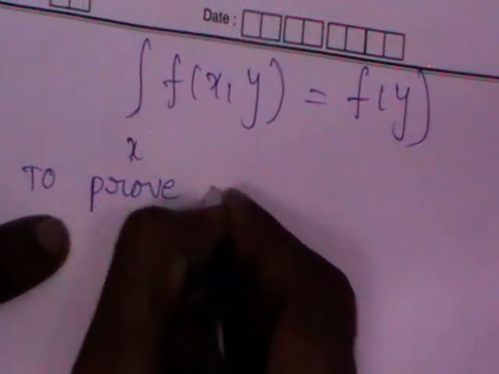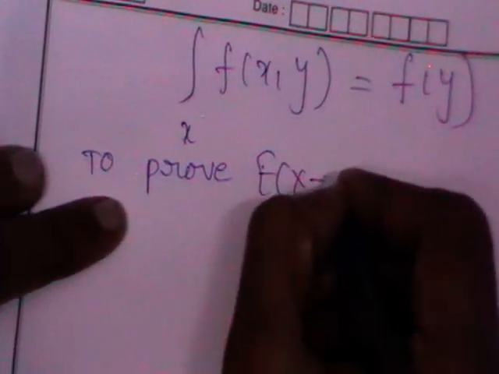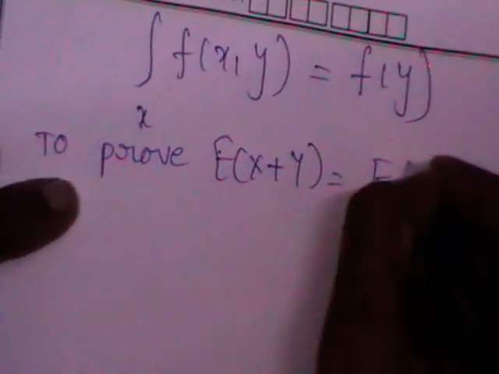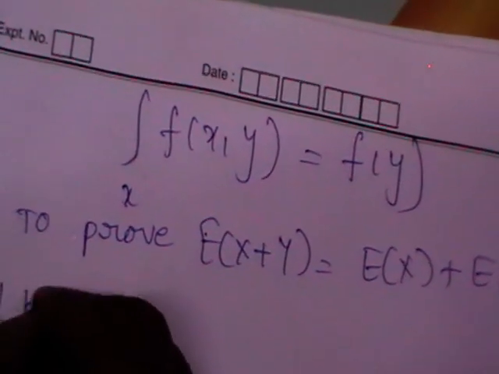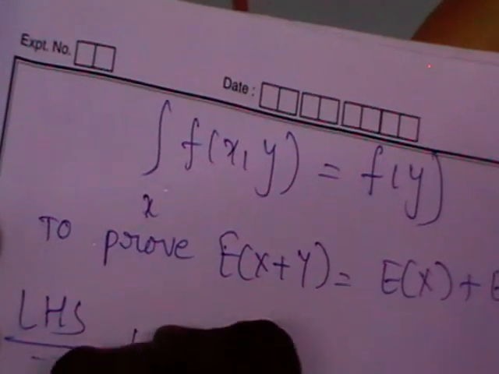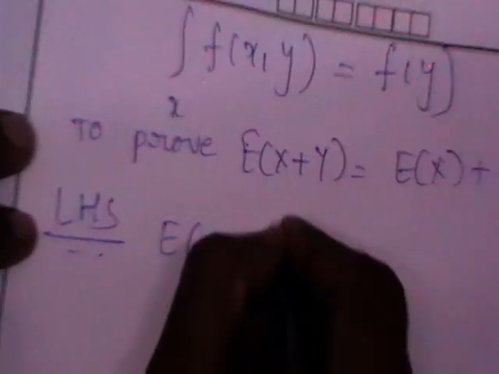So all these are nothing but an introduction to proving the addition theorem. I think this is the one you need to prove. Am I right? So again you consider the LHS. What is the LHS here? Expectation of x plus y.